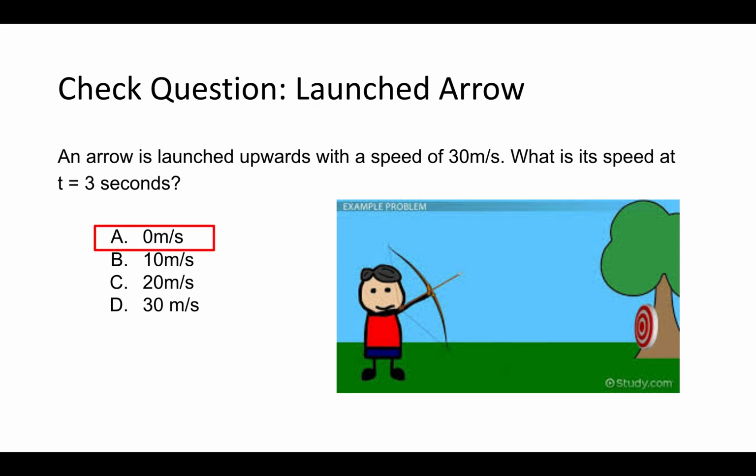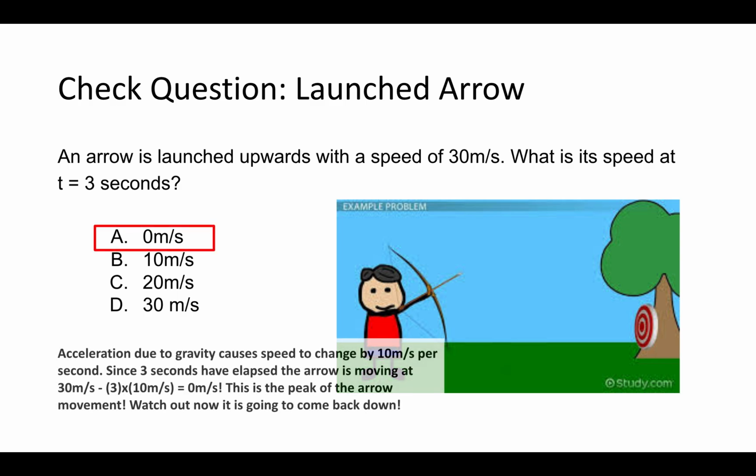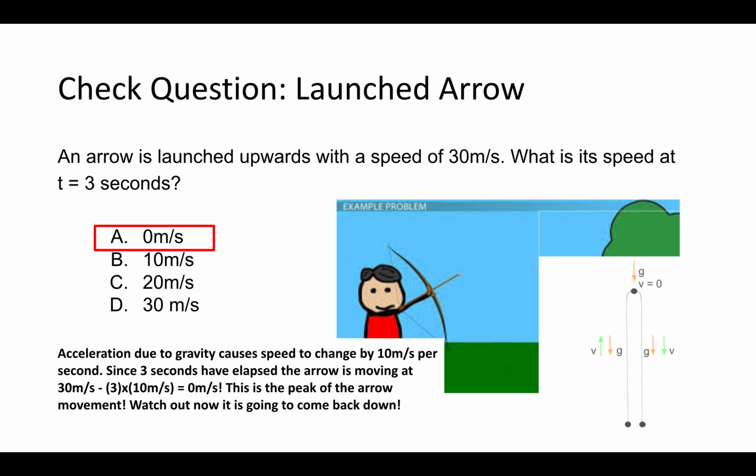All right, so the speed is 0 meters per second. So what is happening? Well, the acceleration due to gravity causes our speed to change by 10 meters per second. Since 3 seconds have elapsed, the speed must be 30 meters per second minus 3 times 10 meters per second, which is 0 meters per second. This is the peak of the arrow movement. And then obviously, you want to get out of the way because it's going to start moving downwards towards you. All right, let's look at an image of what that looks like.